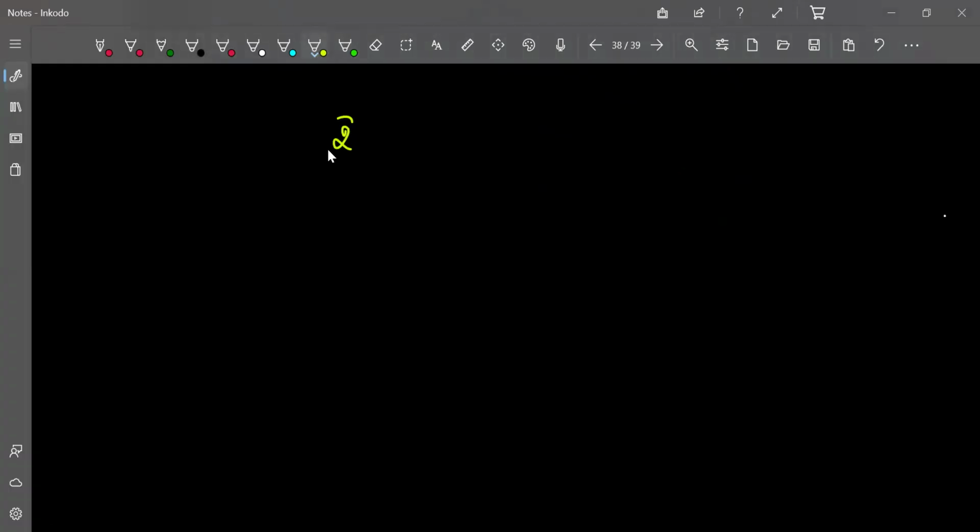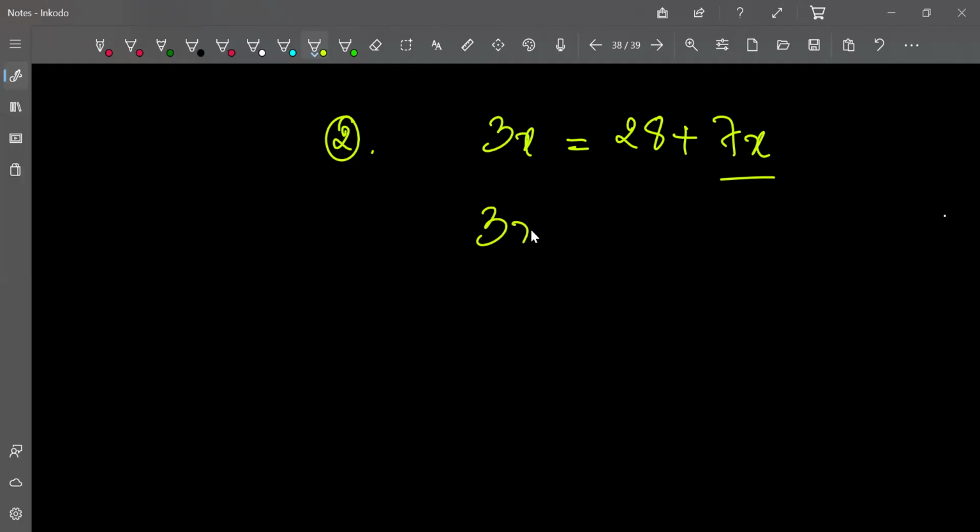So if I have 3x equals 28 plus 7x. Okay, so now we can transpose the term containing x on the right side into the first side. So the equation becomes 3x minus 7x equals 28. You see that? On the right side, the term 7x has a positive sign.